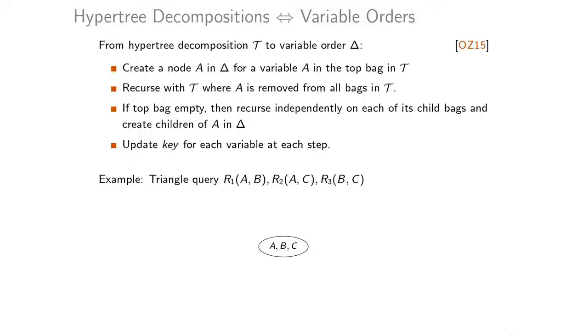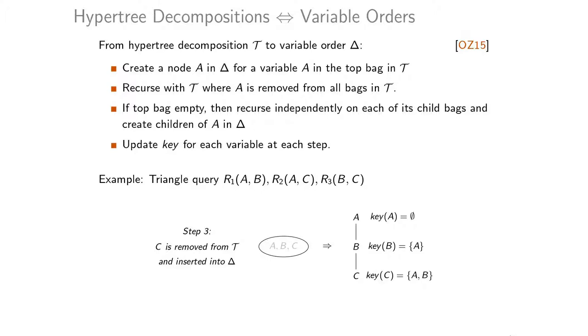So I will show you examples here. Again, with the triangle query, AB, AC, BC, this is our hypertree decomposition. And what I do is this. I remove A, and I insert it into delta. So this is the root, okay? And I take it away, as you see, I shaded it away, right? So it's not anymore in my bag. So now I take B, and I create it there. So now I know that B depends on A because they were in the same bag anyway. And then I have C, and I know that C depends on both A and B. So I create the keys in this way, yeah? So that's the way you can get it. But you can get any other order you like, of course, here.